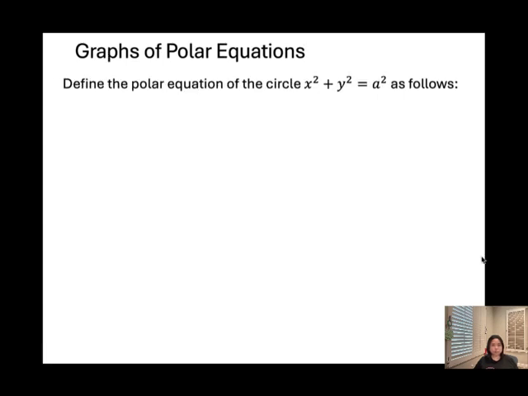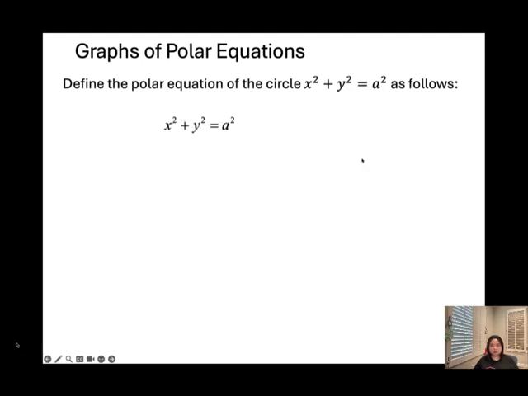Okay, try this example. Define the polar equation of the circle x squared plus y squared equal to a squared. So this is the circle equation with the center 0, 0 and the radius is going to be equal to a, right? Okay, we want to convert it to the polar equation.